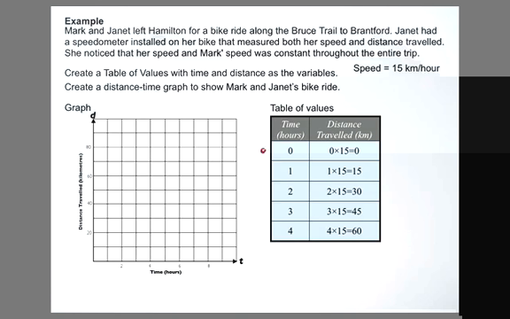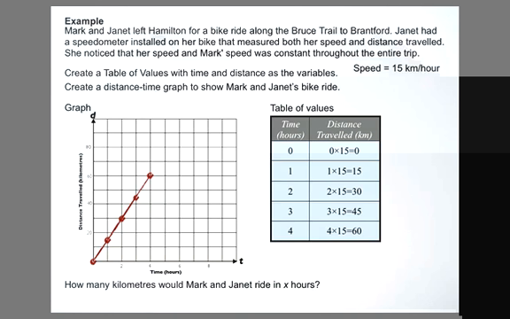Next, we'll plot our points. 0, 0 belongs right at the origin. 1 and 15, then 2 and 30, then 3 and 45, then 4 and 60. Now, since they didn't just instantly teleport every hour, they actually traveled through that whole time, we can connect the points with a straight line.